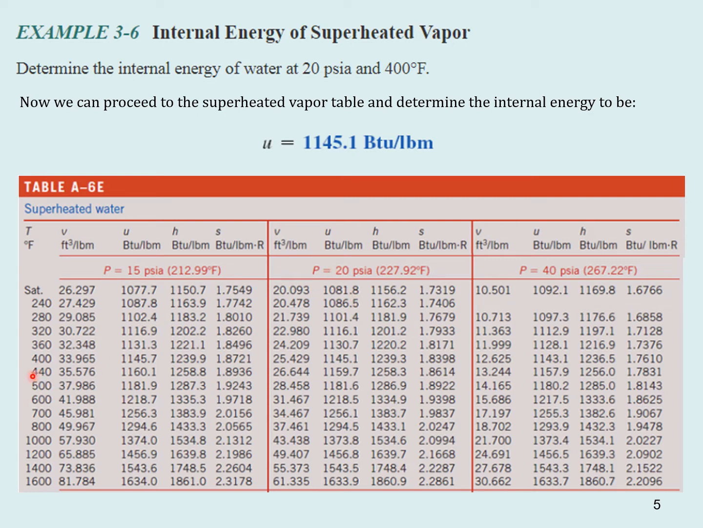We come down to 400 degrees in the first column on the left, and come all the way across to the 20 psi tab. We're looking for the internal energy, which is U. Here's our value, 1,145.1 BTUs per pound mass. That's our value right from the table.